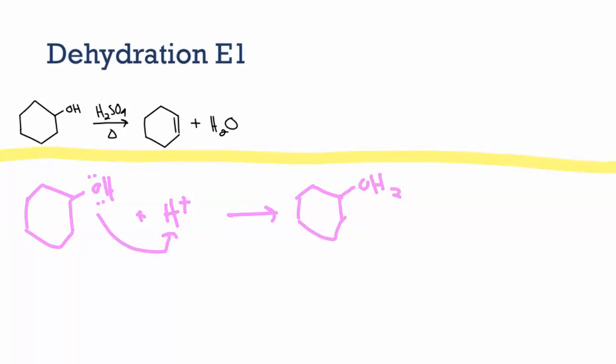To make OH2, which is water, and that will form a positive charge around oxygen. So now because oxygen has a positive charge, it's not happy anymore, it wants to come off. So that carbon-oxygen bond will break, and we'll lose water. And because this is secondary, it follows E1, right?